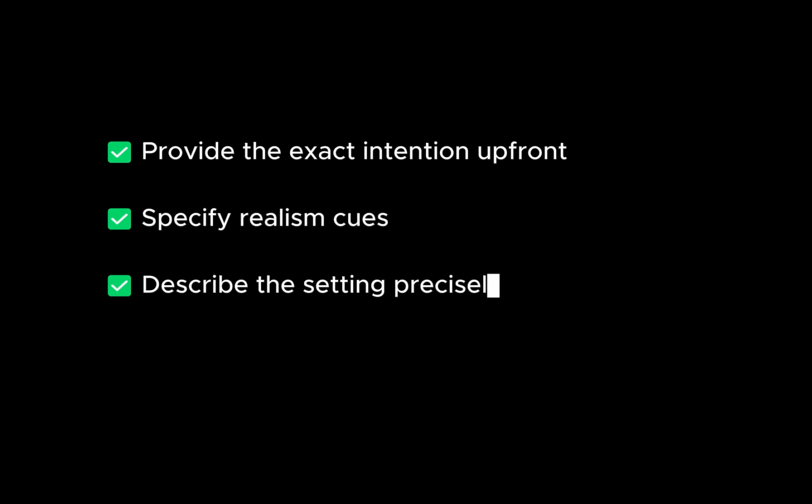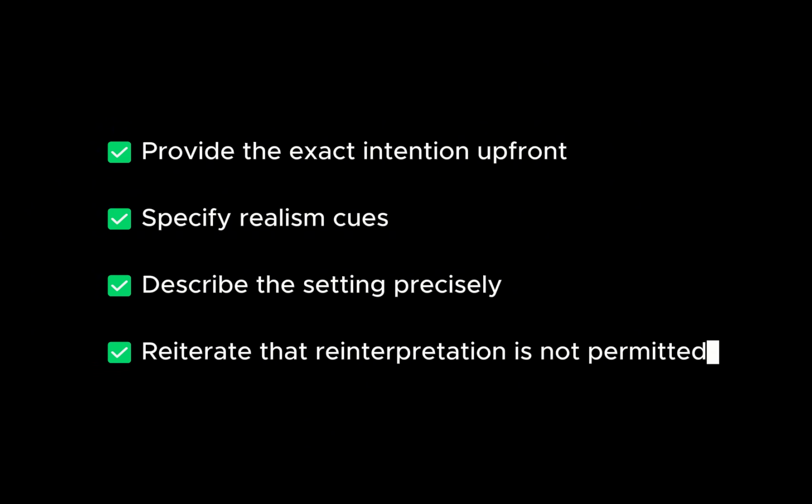Next, we will describe our setting as precisely as we'd like. So if you want a mid-century modern room with blue walls and a lamp with a black lampshade, etc., just put all of that in there. And then, of course, let's reiterate that reinterpretation is not permitted. You do not want it to redraw, reimagine, reinterpret any part of the furniture at all. It should stay as close to the original as possible.